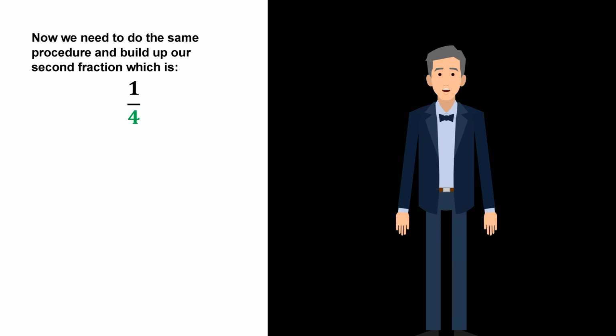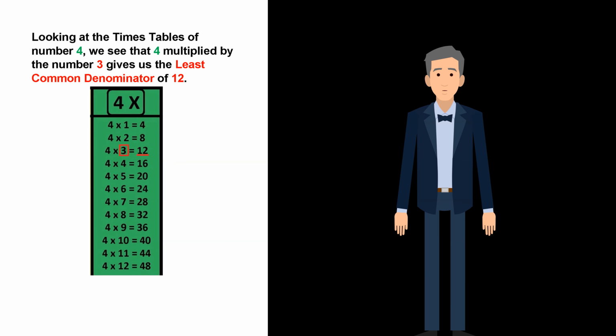Now we need to do the same procedure, and build up our second fraction, which is 1/4. Looking at the times tables of number 4, we see that 4 multiplied by the number 3 gives us the least common denominator of 12.